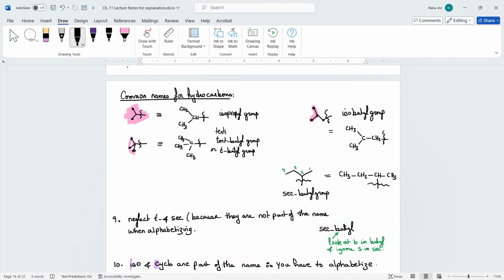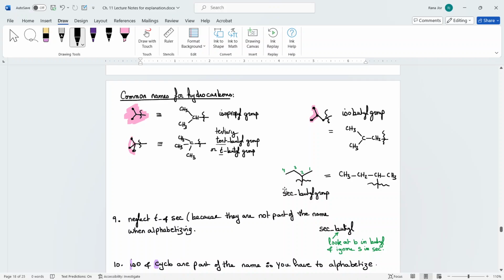Let me write it correctly. Okay, so this is tertiary butyl group in there, but instead of writing it as a whole, you simply write tert or you write a T and a dash. Tertiary is not part of the name. So when you are alphabetizing, you look at the B. Not part of the name, this is why we put a dash between the tertiary and the butyl. For the iso, we don't put a dash between them, so I is part of the name.